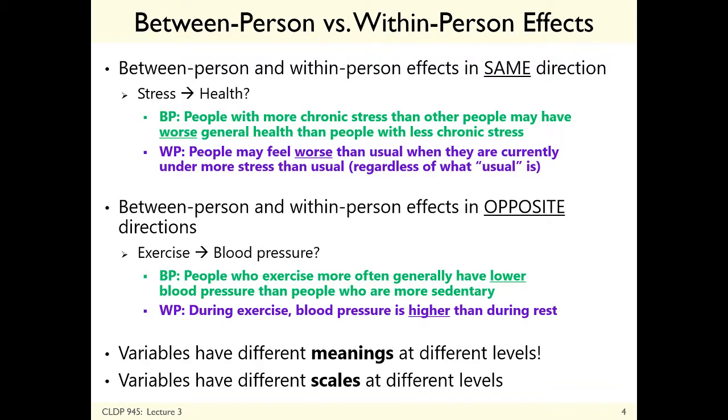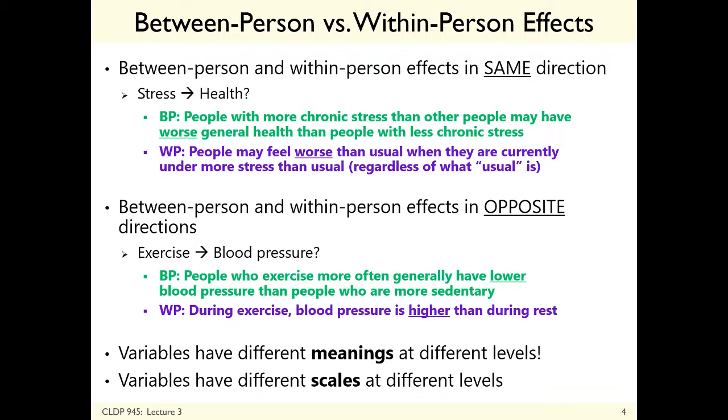So here is an example of hypotheses and results that may or may not be in the same direction across levels of analysis. So stress predicting health, for example. We might have a hypothesis that stress is bad for your health. That seems like a reasonable hypothesis, right? Any health psychologists here today? Would you like to become one? Okay, I'm going to be a health psychologist today. I actually have a publication in health psychology, as it turns out. My hypothesis is that stress is bad for you.